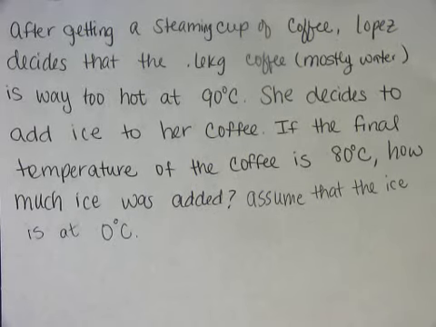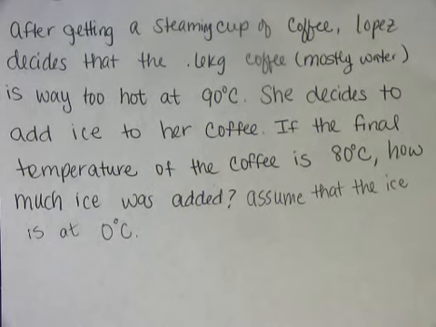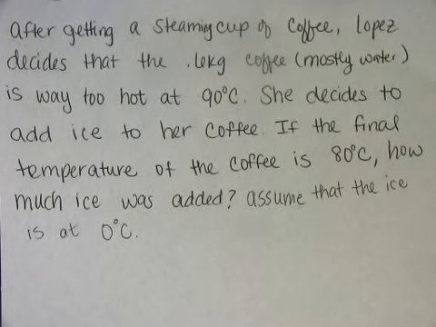The next example that I'm going to work out says, after getting a steaming cup of coffee, Lopez decides that the 0.6 kilogram coffee, made mostly of water, is way too hot at 90 degrees Celsius. She decides to add ice to her coffee. If the final temperature of the coffee is 80 degrees Celsius, how much ice was added? Assume that the ice is at 0 degrees Celsius.